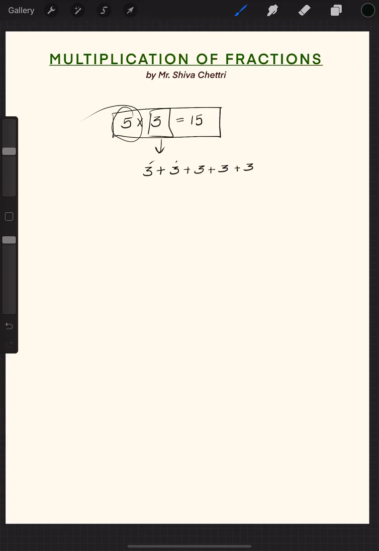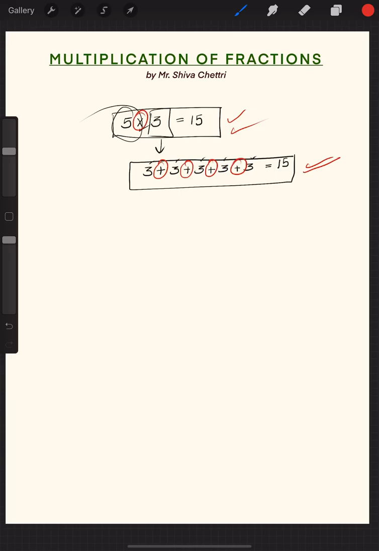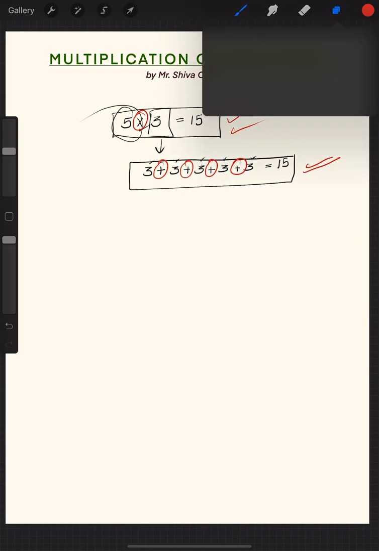So 1, 2, 3, 4, 5. If you add all these 3s, how much will you get? You'll get 15. So although the operations are different, here it is multiplication and here the operation is addition, the results are the same. That means multiplication is a repeated addition. All right, so if you want to directly move on to the topic, let us see.